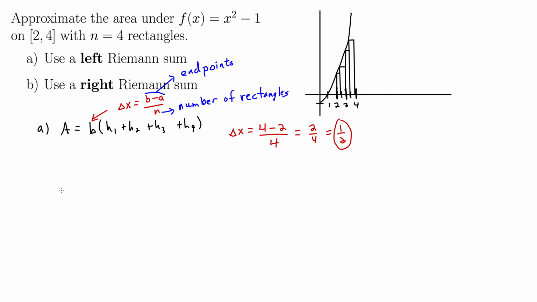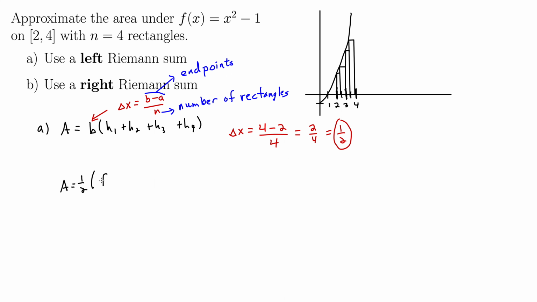Okay, so this gives us area equals, we decided our base was 1/2, and now to get our heights, we simply plug in those points. And we're using a left Riemann sum, so we're only going to plug in the x values for the left endpoints there.